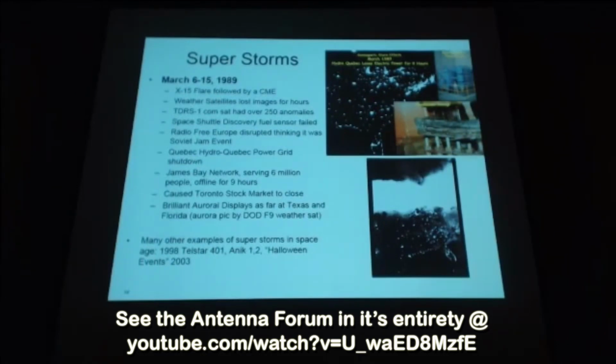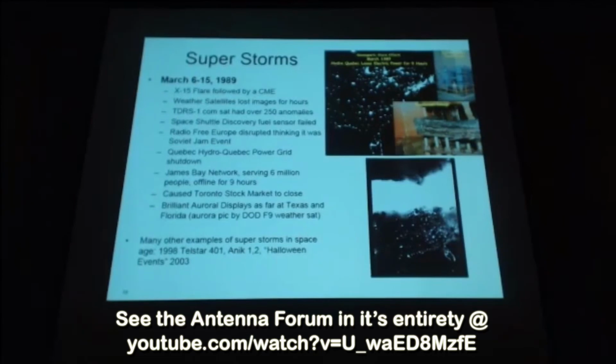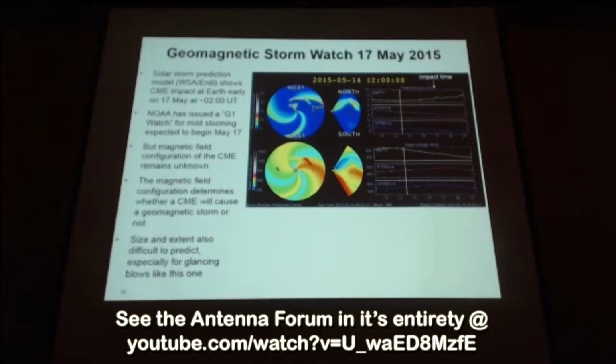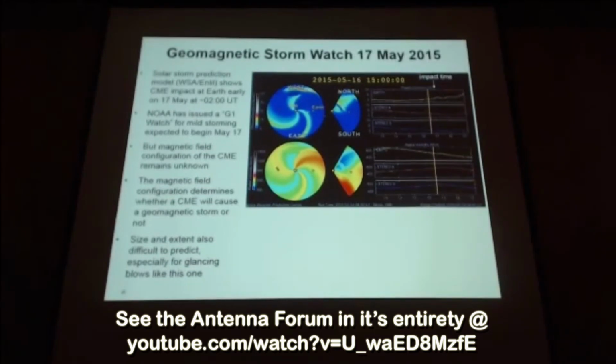Superstorms, how about this? This is March 6th through 15th, 1989. We had an X15 flare. The last slide was an X2. This is an X15. This was followed by a CME. So here is Enlil. Anybody who's seen my models or my videos knows this. The top panel's density, the bottom panel's velocity. You can see one solar storm coming out off to the west. Here's that second little guy. See him right there? So we have a potentially grazing blow from this solar storm.